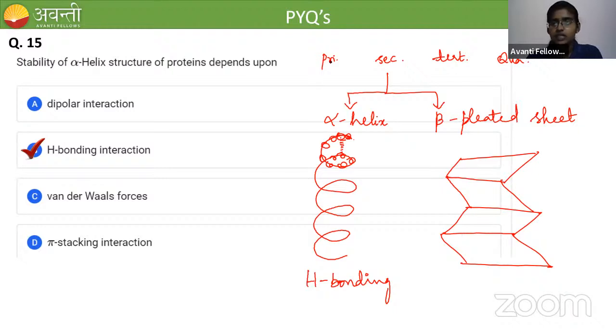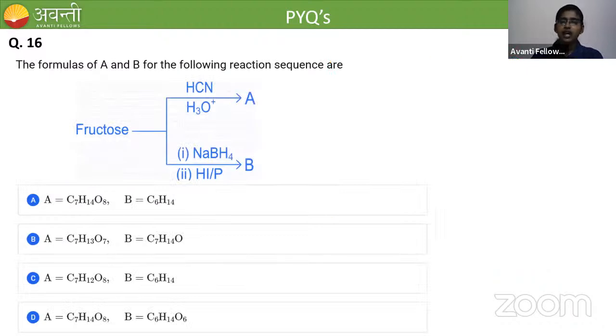So now, moving on to the next question. The formulas of A and B for the following reaction sequence are. A reaction is given to you on the screen. You have to do the reaction and find out the formula of compound A and B. I'll give you some 30 to 45 seconds for this question. Just try to get the answer and let me know the answer in the chat. Has anyone got the answer?